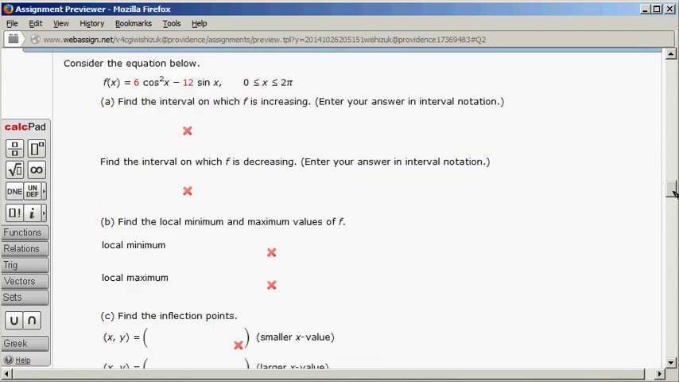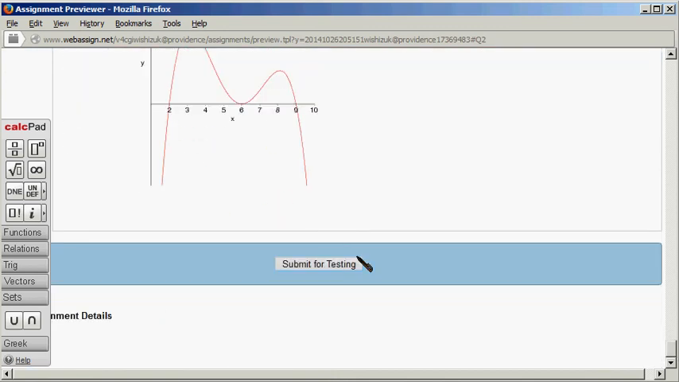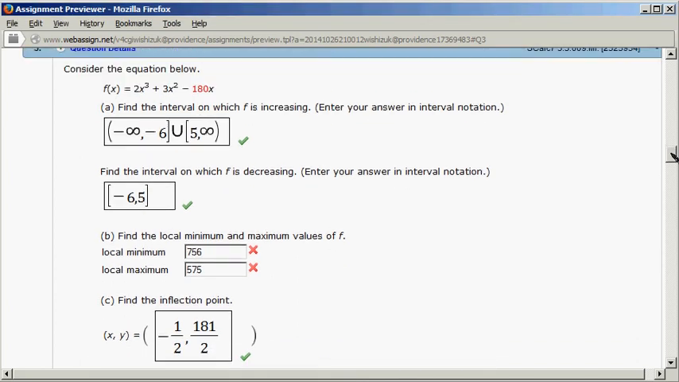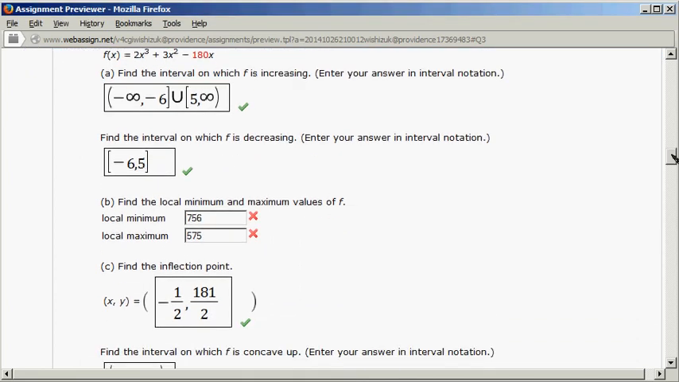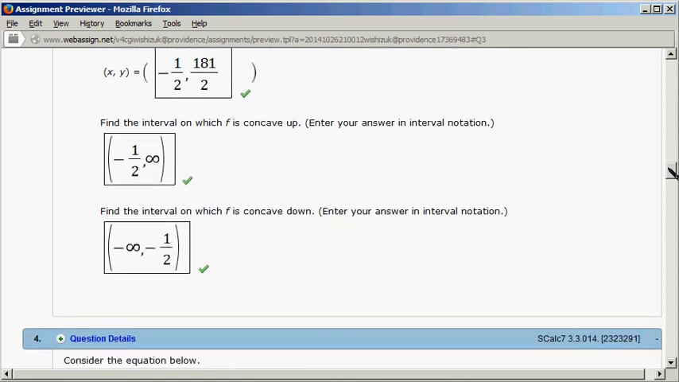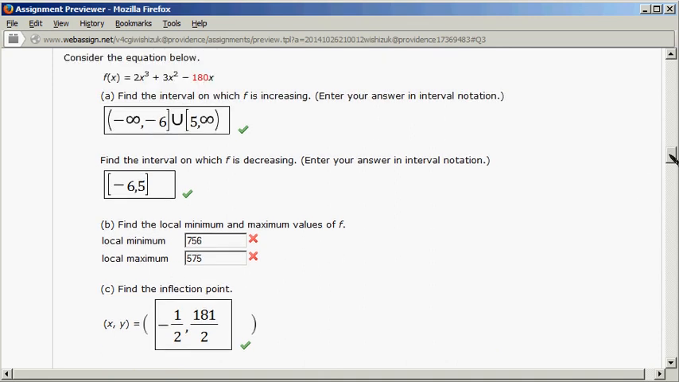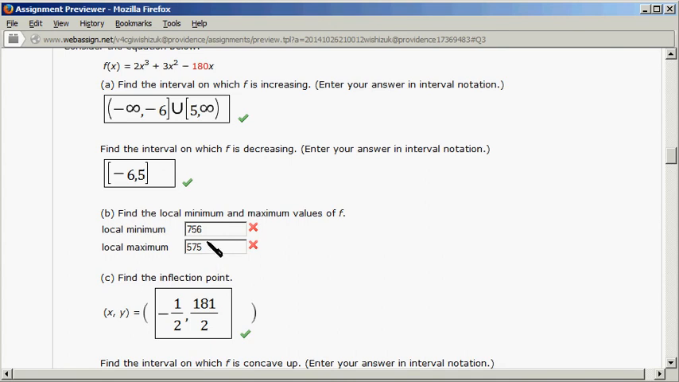All right, so let's check the answer. Submit for testing. All right, it came back and looks like I made a mistake here. So everything else except for part B, I messed it up. So let's redo this one. So local max and a local min. Okay, maybe I reversed it. So it's going to be 756 here. So I'm going to write 756 here and 575 there. Right, let's see if this will fix it.